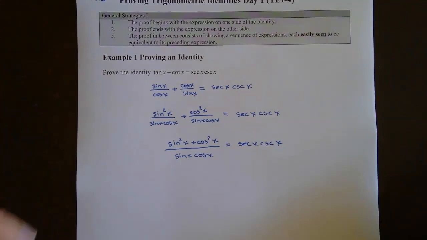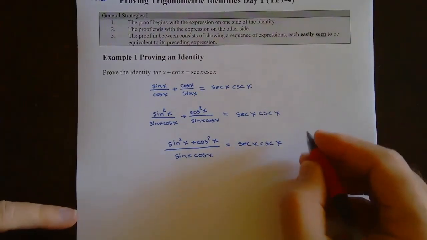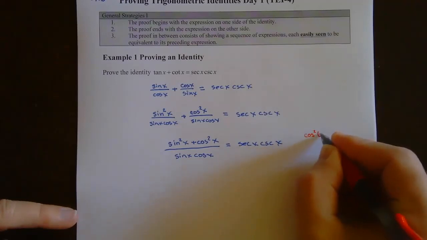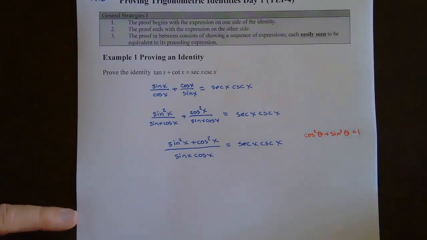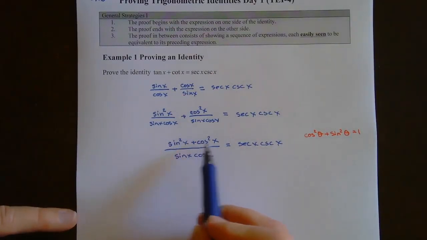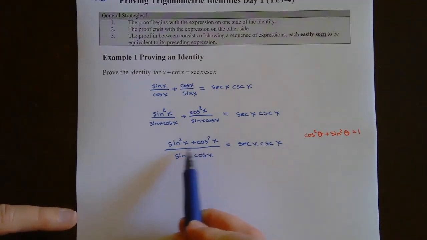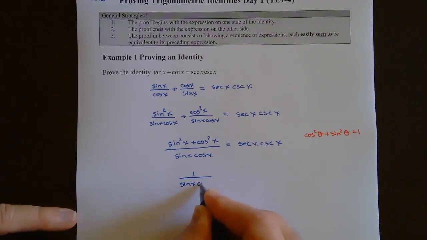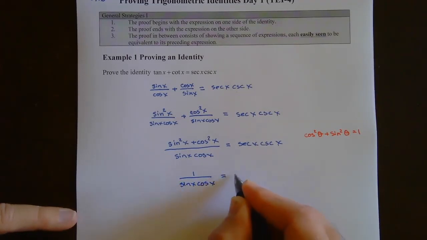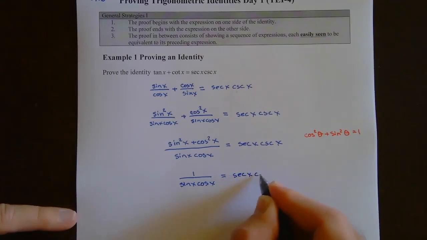Now, we see squared trig functions, right? We should be thinking Pythagorean identity. So we know that cosine squared theta plus sine squared theta is equal to 1. We should know that, okay? So we can replace this numerator. Now, the order's wrong, but that doesn't matter because the order doesn't matter when you're adding. So this is equivalent to 1, okay? So we have 1 over sine of x cosine of x is equal to secant x cosecant x.